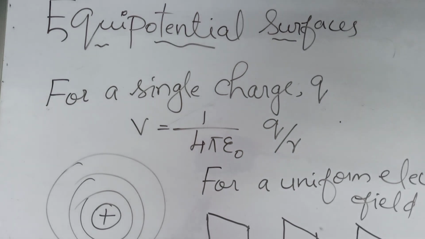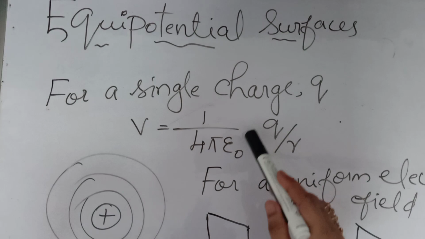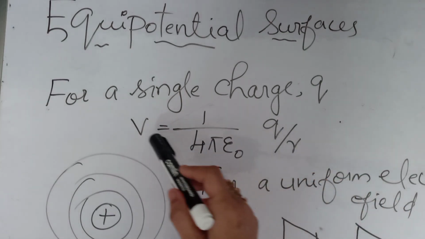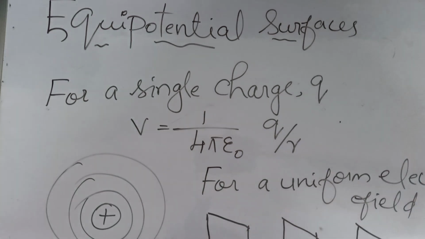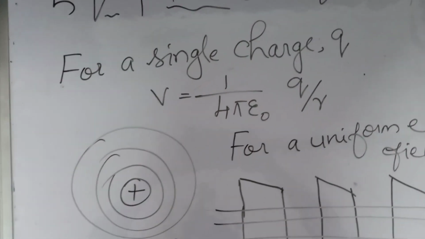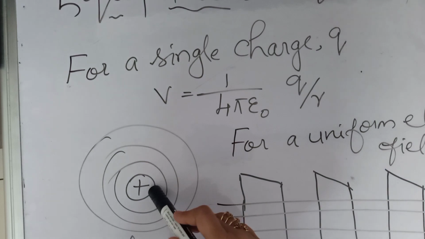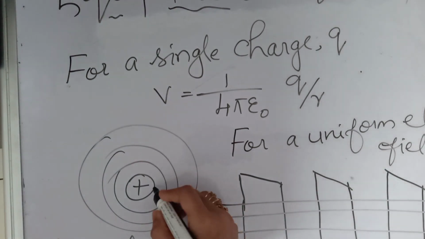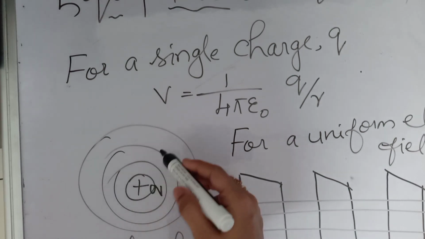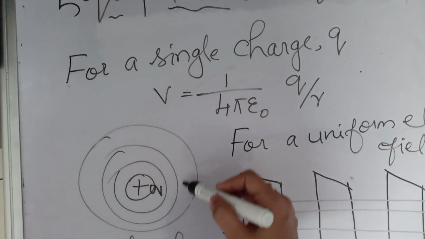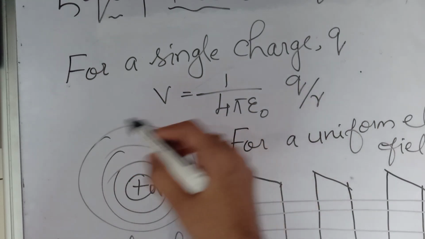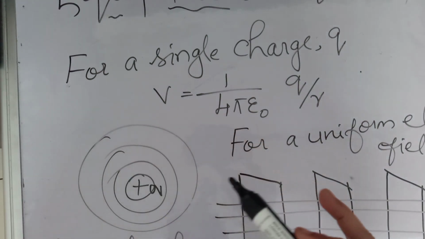because if you are taking a single point charge, the equipotential surface we can find by using the equation V is equal to 1 by 4 pi epsilon 0 Q by R. So here we can see this V will be the same for an equipotential surface. This is the case of a point charge, plus Q charge we are taking here, and we can see the equipotential surface. If you are taking any point on the surface, each point will have the same potential. So like that we will get concentric circles for a point charge.